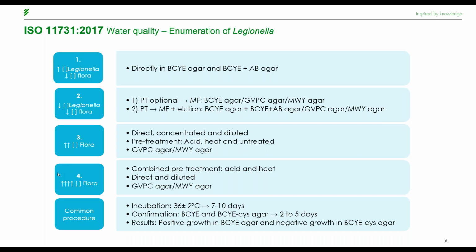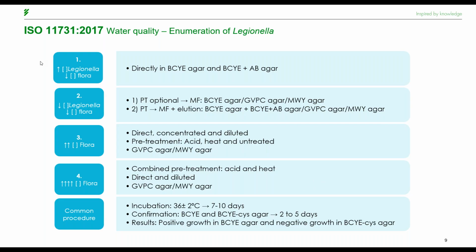And the last one is, we're almost done, so stay with me. The last scenario is when you have a sample with an extremely high concentration of accompanying microorganisms. So here, the sample is first subjected to a combined pretreatment, which would be first the heat pretreatment and then the acid treatment. Then you divide it again into 2 subsamples, direct and diluted. And these 2 are streaked onto the GBPC agar.